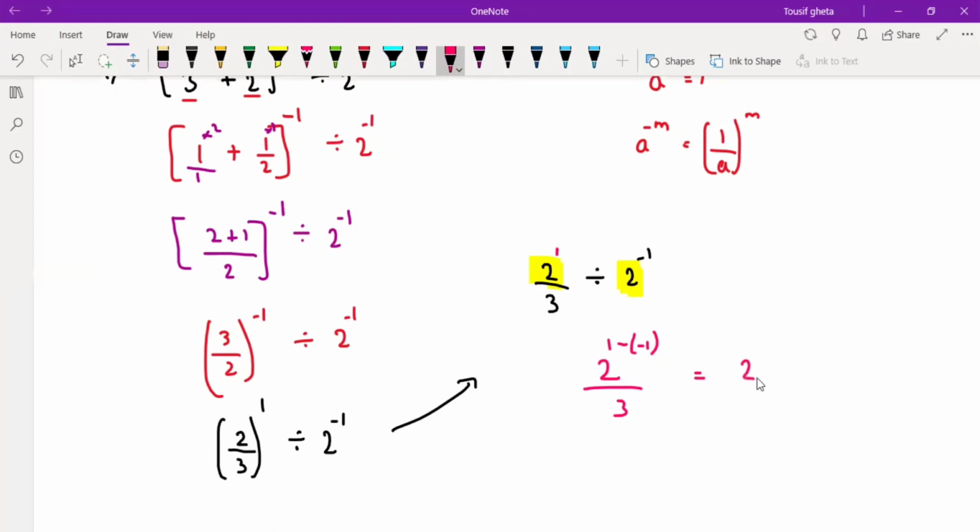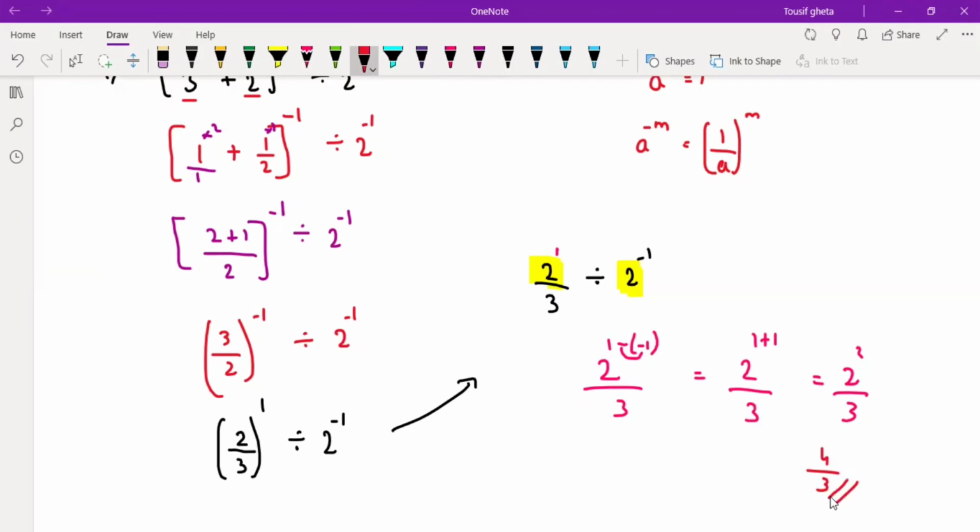So 2 to the power of 1, as you can see, minus into minus, we get plus 1 divided by 3. So 2 to the power of 1 plus 1 will give the value as 2 divided by 3. 2 square, we know what the value is? It's 4. Denominator remains the same, that is 3. That is the final solution for the fourth one.